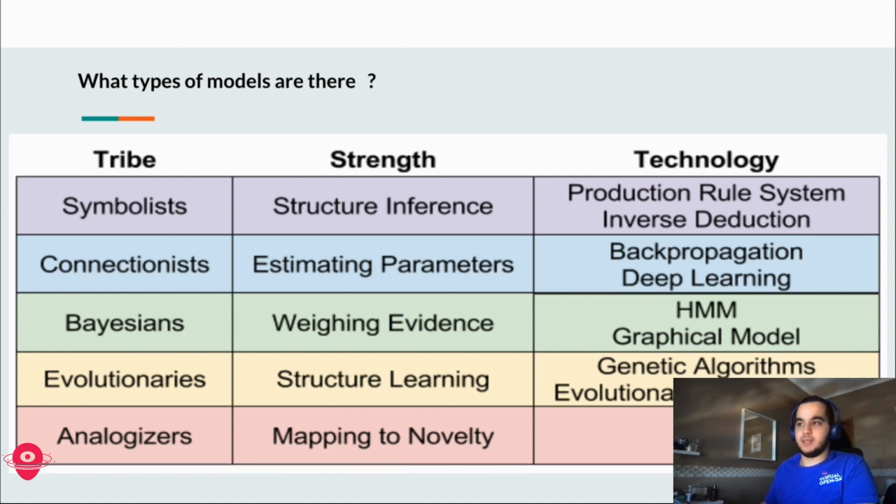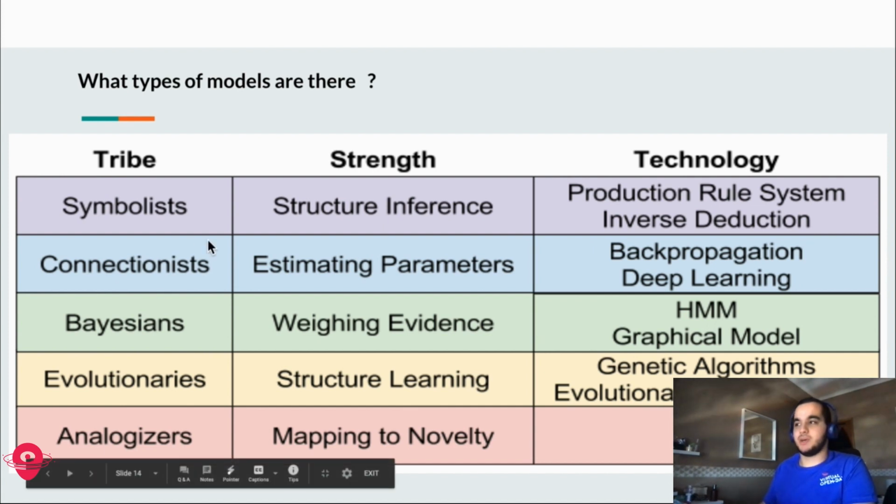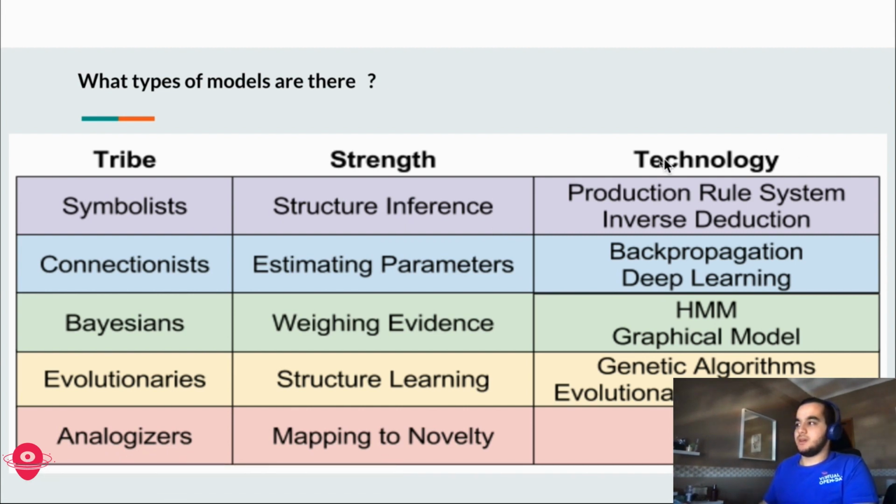So let's now look at this table, which is going to summarize what we just said. The symbolicist is all about structured inference, or deterministic inference. Their technologies are basically the production rule system and inverse deduction. When it comes to the connectionists, their strength is estimating parameters. It's all about forming those synapses between the different neurons, and that's what learning is all about. Their technologies are basically deep learning and backpropagation.